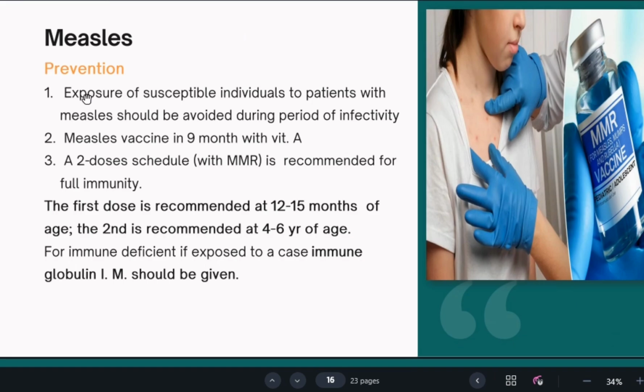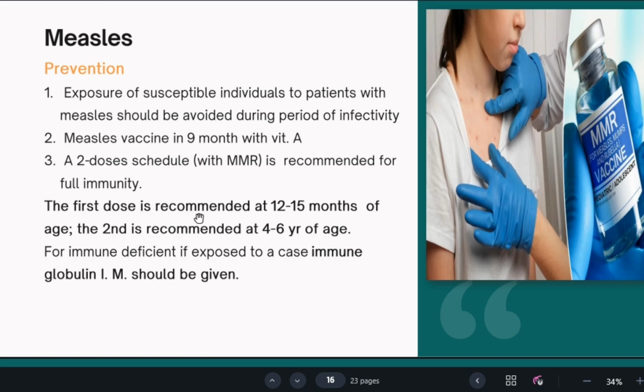Prevention of measles. First, we should minimize exposure of susceptible individuals during the period of infectivity, which is 3 days before and 4 to 6 days after appearance of the rash. Measles vaccine at 9 months. And we have 2 types of measles vaccine: monovalent and combined. The monovalent is given at 9 months with vitamin A supplement, and a 2-dose schedule with measles, mumps, rubella vaccine is recommended for full immunity.